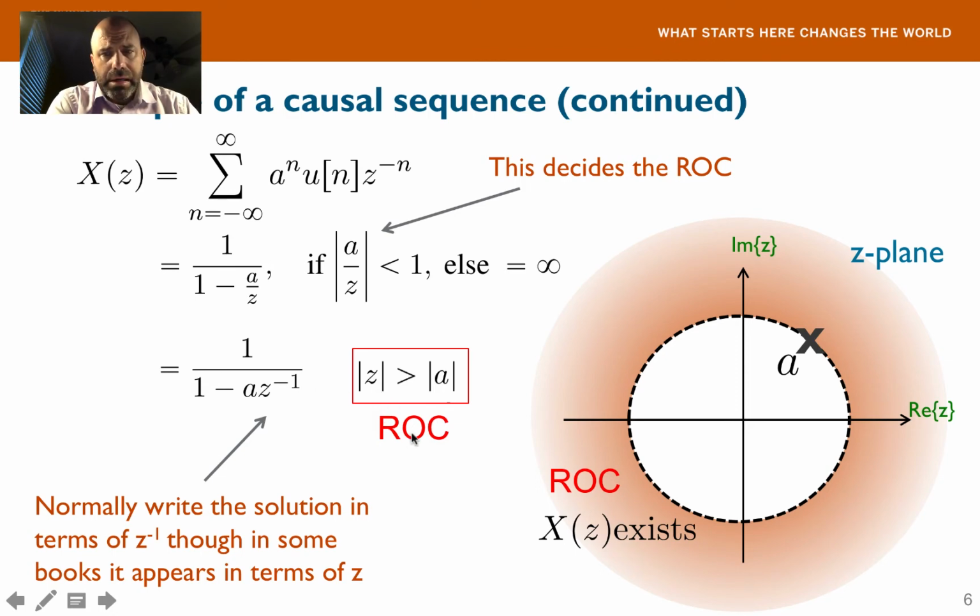And so the main difference between the Laplace transform and the Z-transform, in my opinion, is the shape of the region of convergence. Here, the region of convergence for the Z-transform is determined by the modulus of z. In this example, with modulus of z greater than modulus of a, you see that the region of convergence is the entire plane, but missing a hole. And that hole has radius of absolute value of a.